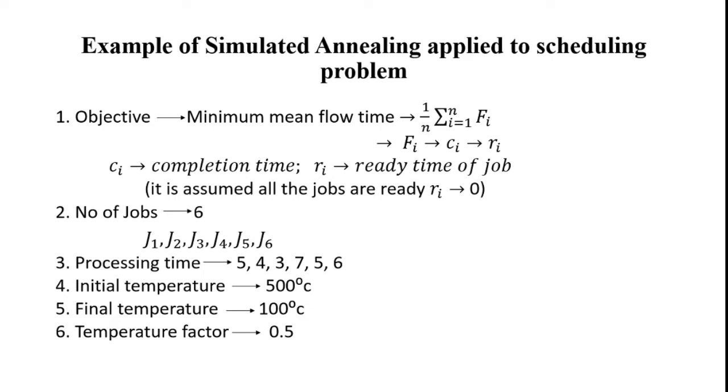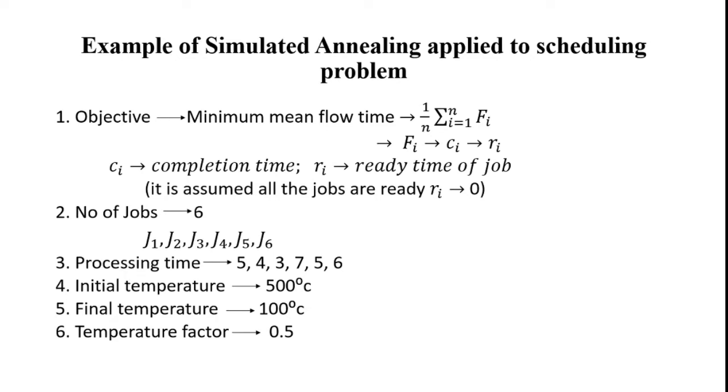The formula is 1 by n summation i equals 1 to n Fi. Here Fi is equal to Ci minus Ri. So the function is calculated with the completion time and ready time of the job. Here Ci represents the completion time and Ri represents the ready time of the job. It is assumed all the jobs are ready, so Ri should be 0.